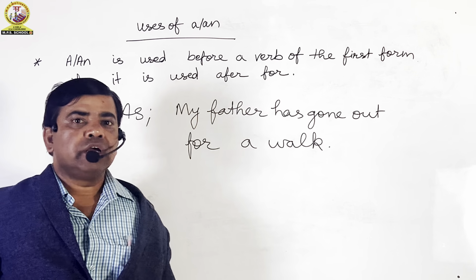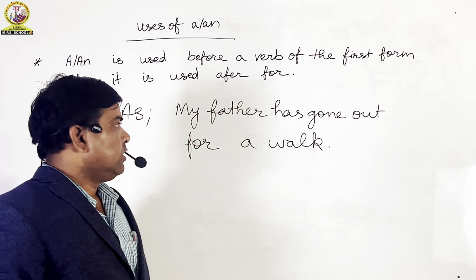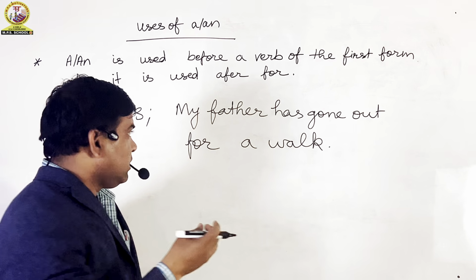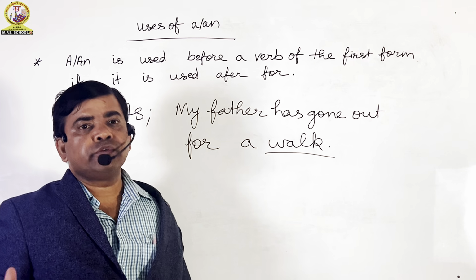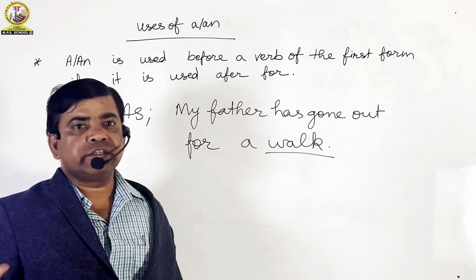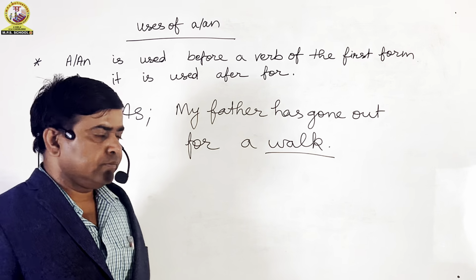For example, my father has gone out for a walk. Here, walk is a verb but it has been used after the preposition for, so it has been used as a noun. So A has been used before it.